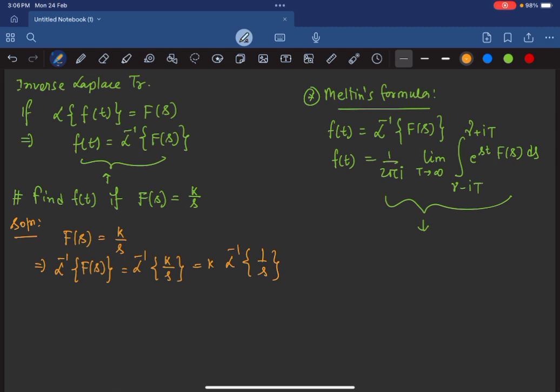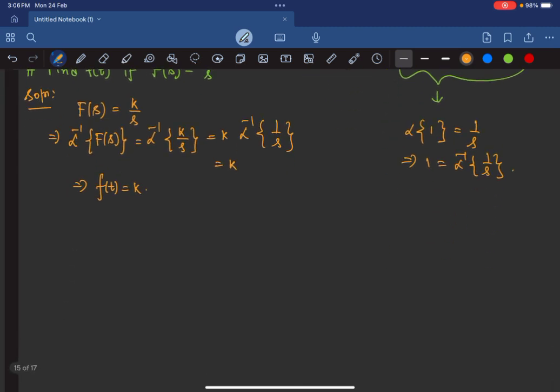From this you know that the inverse Laplace also satisfies the linearity property. Now you know the Laplace transform of 1 is 1 by s. That means 1 is equal to L inverse of 1 by s. So here you can write k; that means your main function f(t) was this k. This is the way we can find the inverse Laplace here.